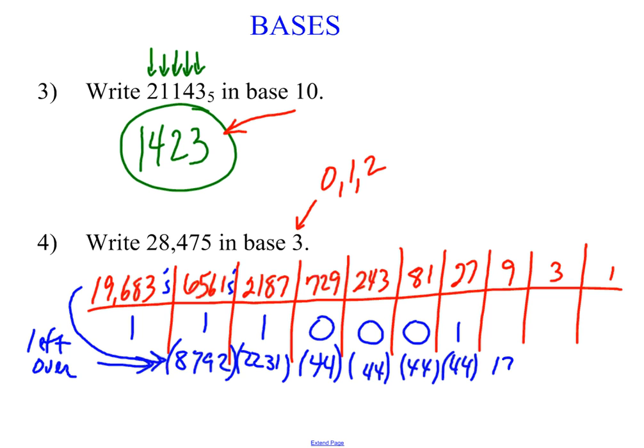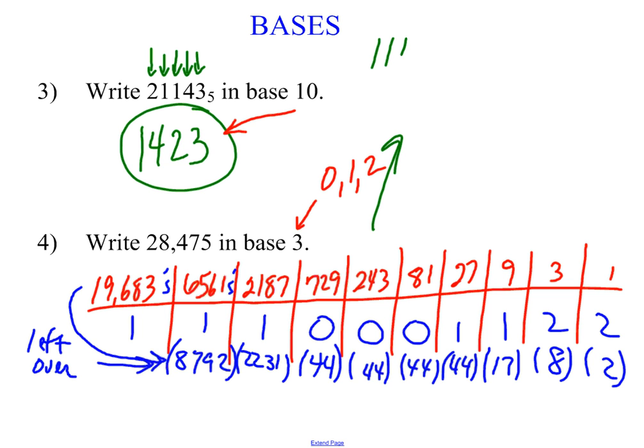That's 17. And then how many 9s go into 17? 1. What's left over? 8. How many 3s go into 8? 2, with 2 left over. How many 1s go into 2? 2. So this is a crazy looking number. I'll write it up here. I have 3 1s, 3 zeros, and a 1 1 2 2.